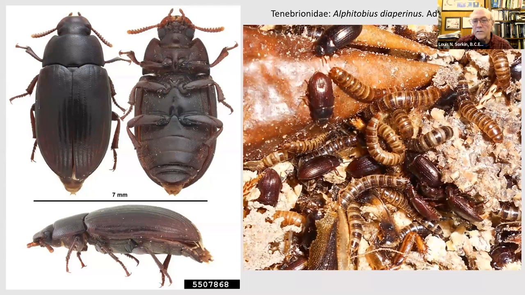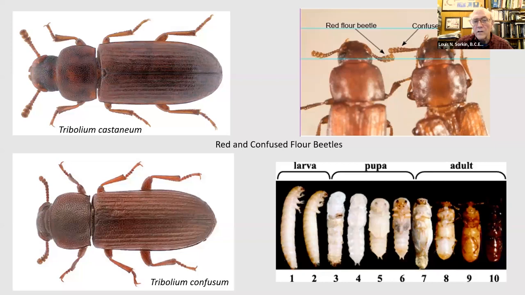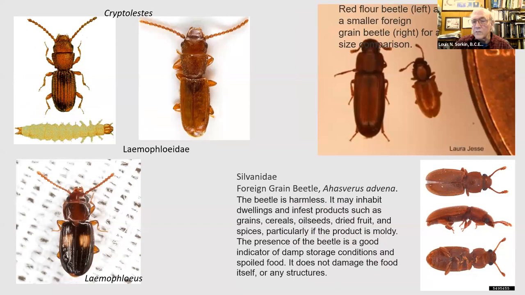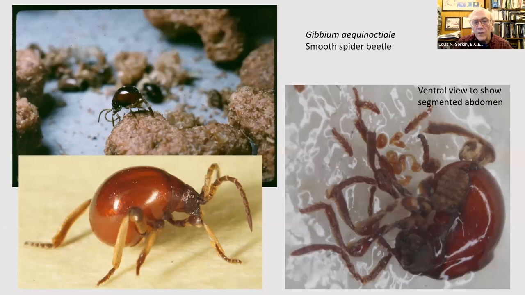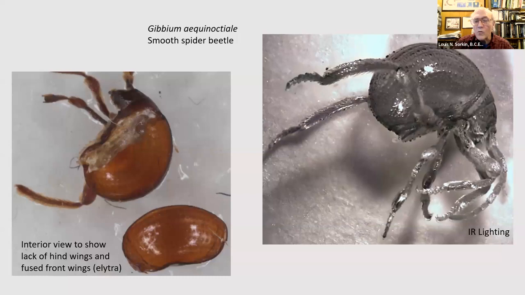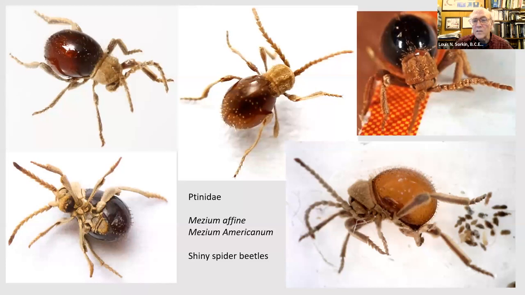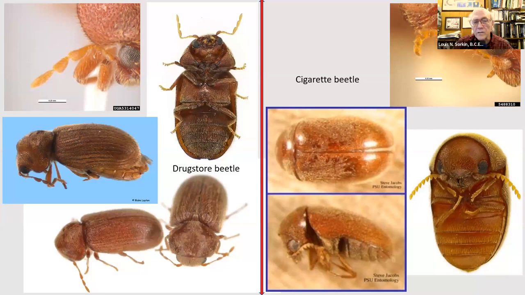And these are some different Tribolium species you might come across. Lemophilids and sylvanid beetles you may come across. And the spider beetle, very common, Gibbium equinoctiale. Under infrared lighting, you can see its smooth body actually has some structure to it. And some other Mezium species, and Lasioderma cigarette beetles compared to drugstore beetles. So you can see the structures for identifying them.